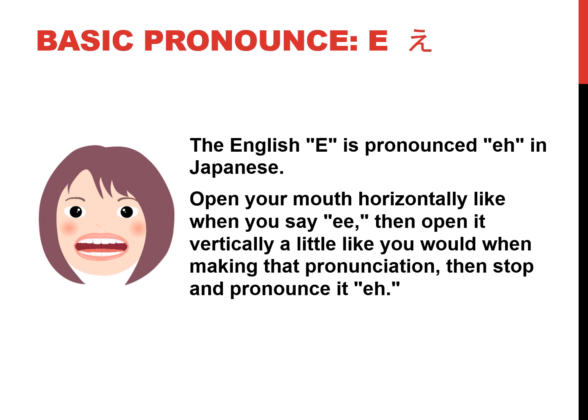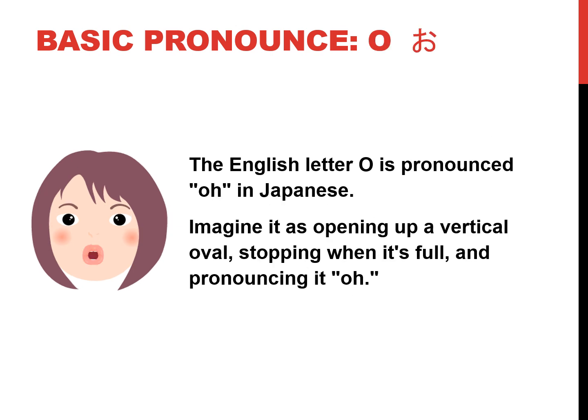The English E is pronounced e in Japanese. Open your mouth horizontally like when you say E, then open it vertically a little like you would when making that pronunciation, then stop and pronounce it A. The English letter O is pronounced O in Japanese. Imagine it as opening up a vertical oval, stopping when it's full, and pronouncing it O.